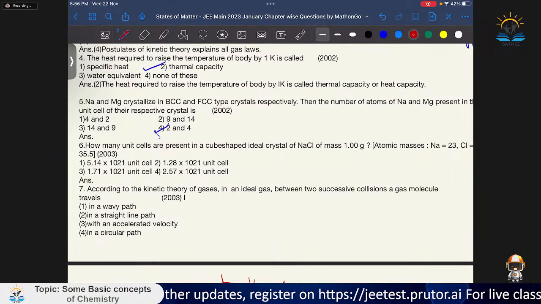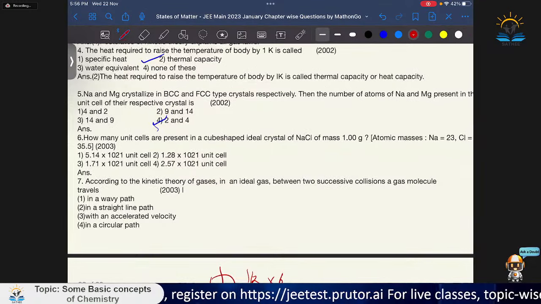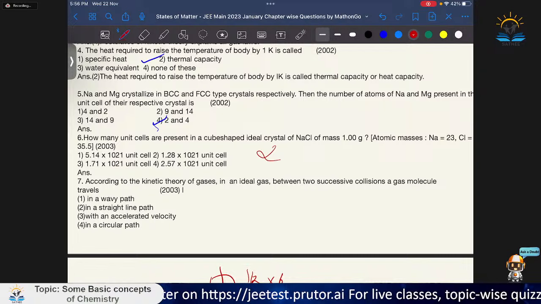How many unit cells are present in a cube-shaped ideal crystal of NaCl of mass 1 gram? This is also, we'll skip this because it comes under solid state.